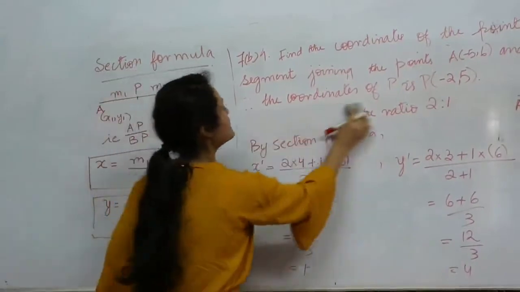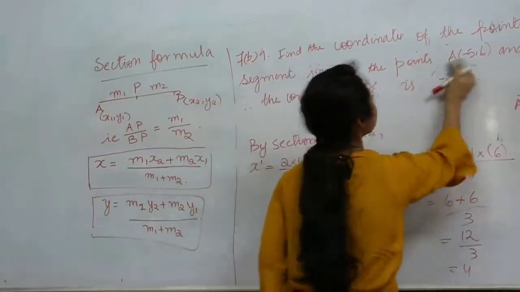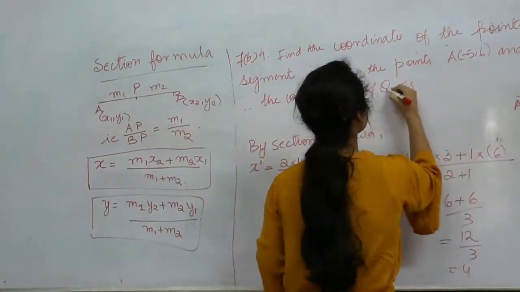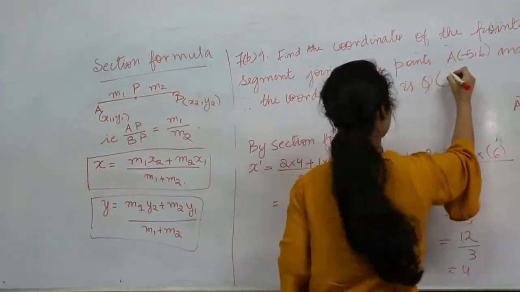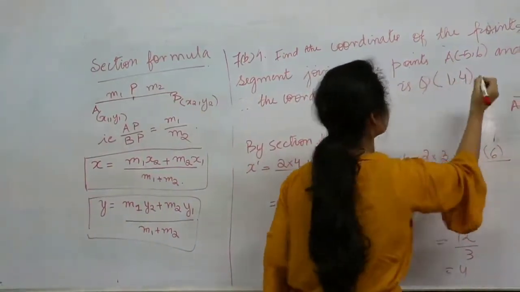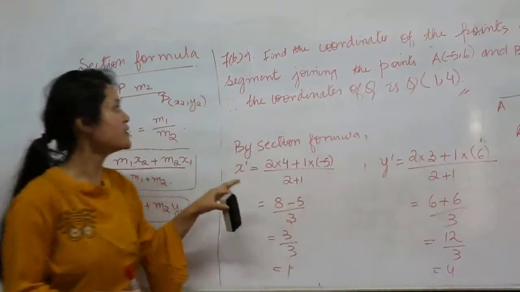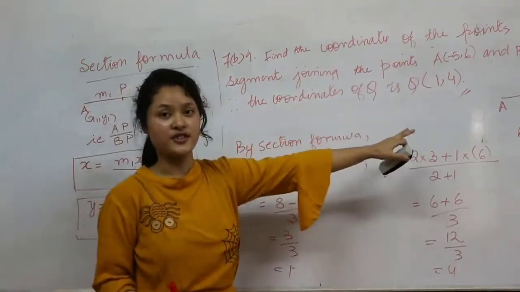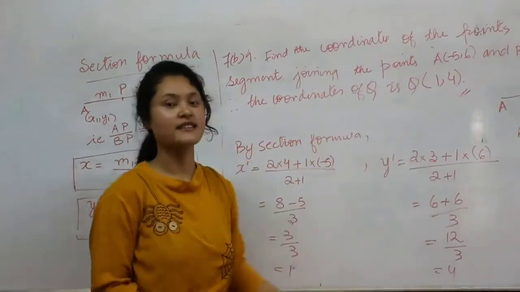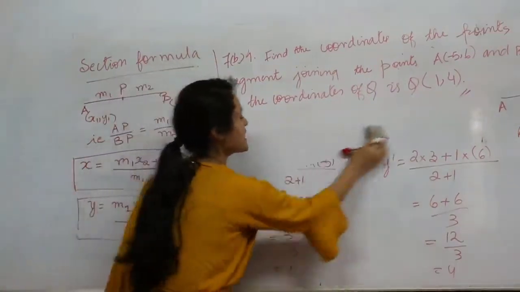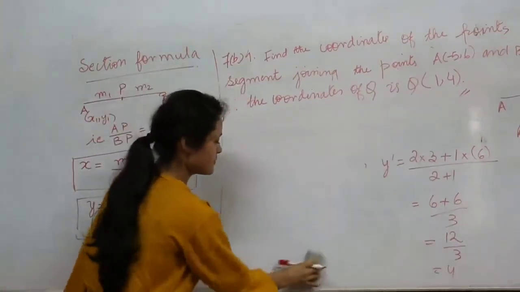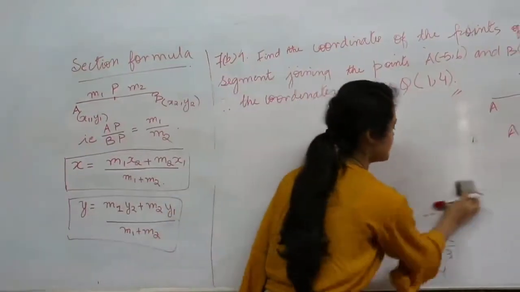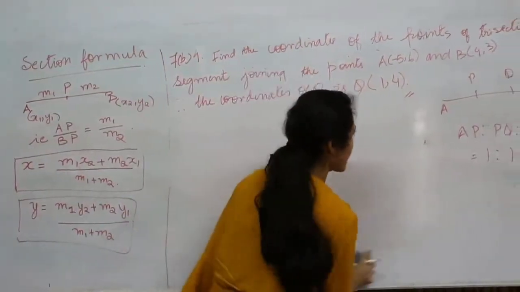So, I just write here. The coordinates of Q is Q(1, 4). So, by doing this, you get the coordinates of the trisection points. Okay. So now we move to the next topic about the centroid.